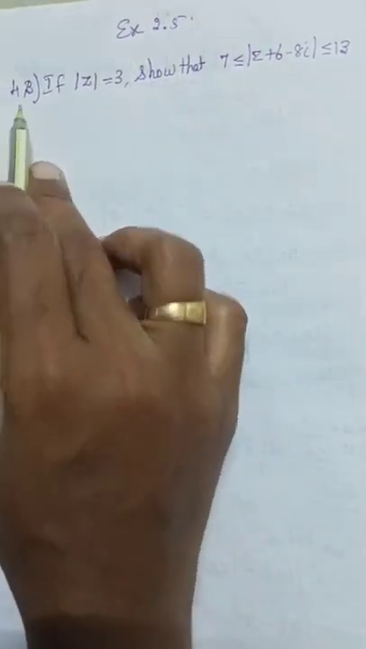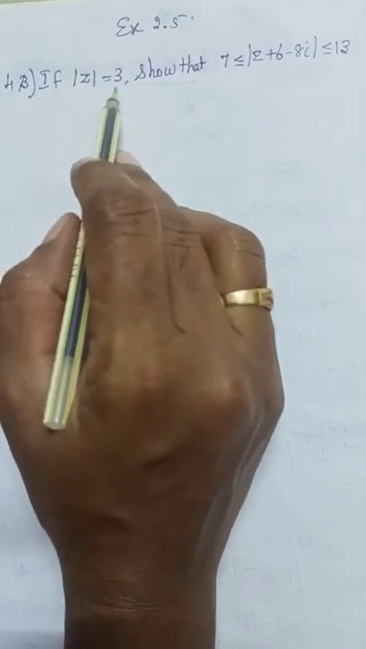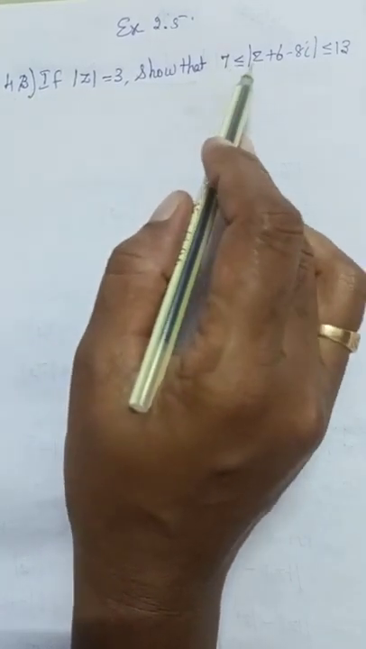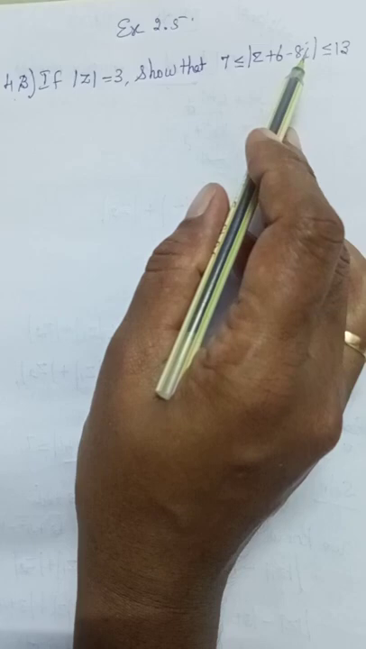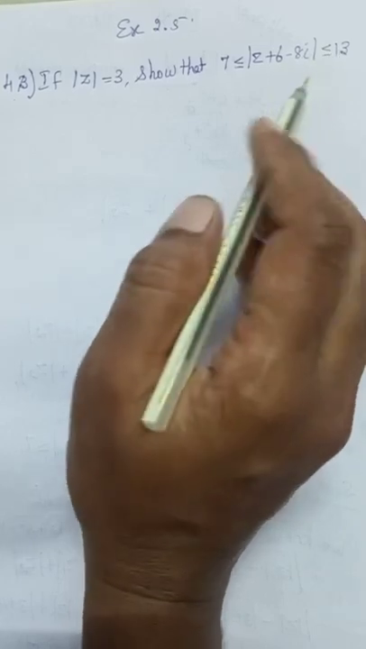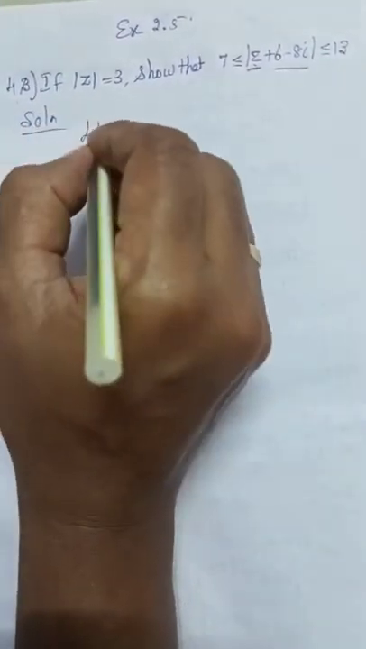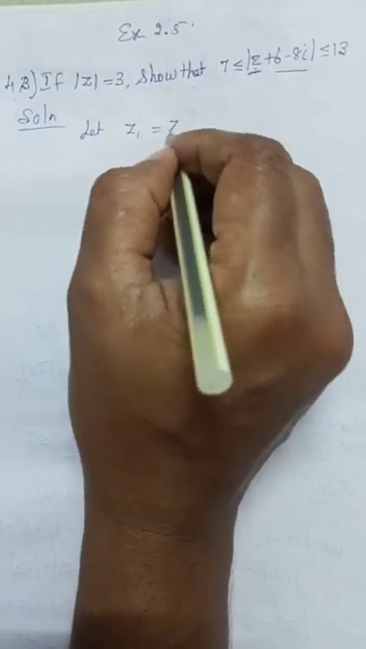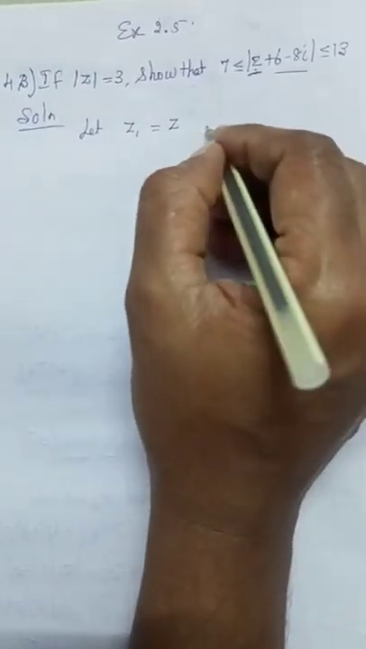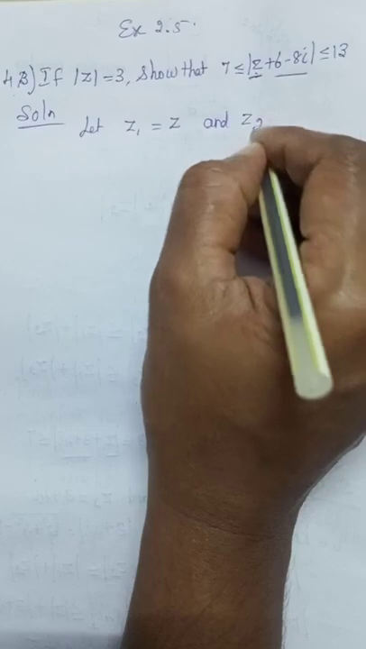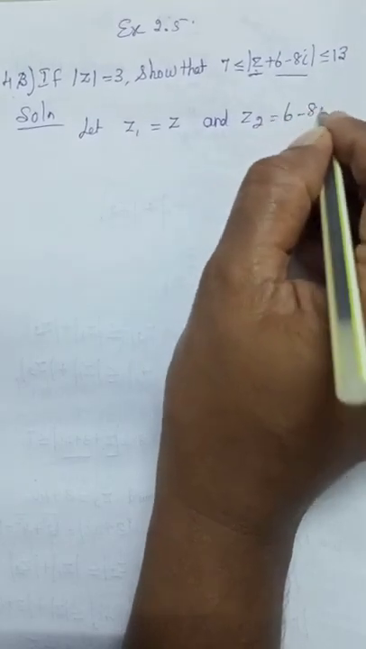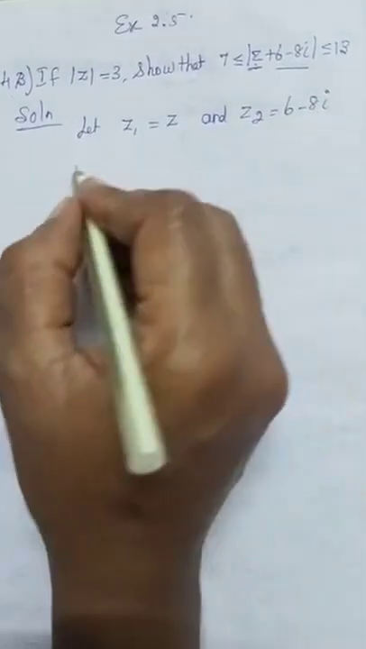Exercise 2.5, fourth problem. If modulus z equal to 3, show that 7 less than or equal to modulus z plus 6 minus 8i less than or equal to 13. So modulus z value we know. This we can separate. See, let z1 equal to z and z2 is equal to 6 minus 8i. Is that clear? Then find it out.